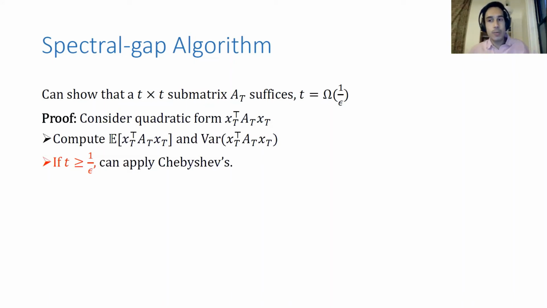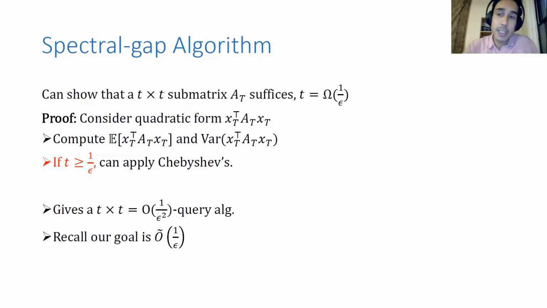And then we'll show from the variance computation that if T, the number of indices we sample, is at least 1 over epsilon, that's good enough to apply Chebyshev's inequality to show that the quadratic form will be negative with good probability. So that's great, because this already gives us an algorithm just by doing the variance computation. It gives a 1 over epsilon squared query algorithm for this problem.